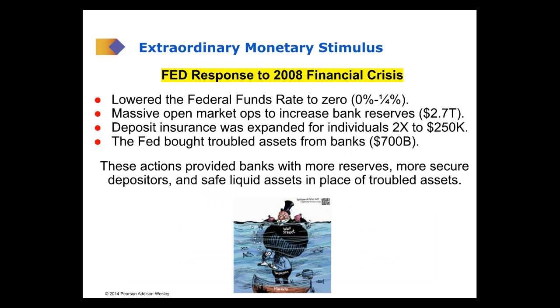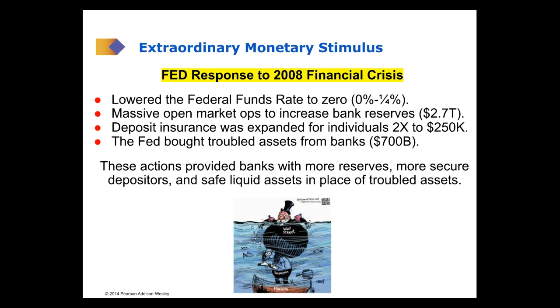They lowered the federal funds rate to zero, so banks could borrow as much as they needed from the Fed at zero. They conducted massive open market operations, $2.7 trillion they put into the member banks as additional reserves. And we know that whole process: when there's more reserves, there can be more loans, there can be more money in the system. And deposit insurance was doubled from $125,000 to $250,000, meaning if a bank fails, depositors would be insured up to $250,000, so most individual depositors didn't have to worry about that.